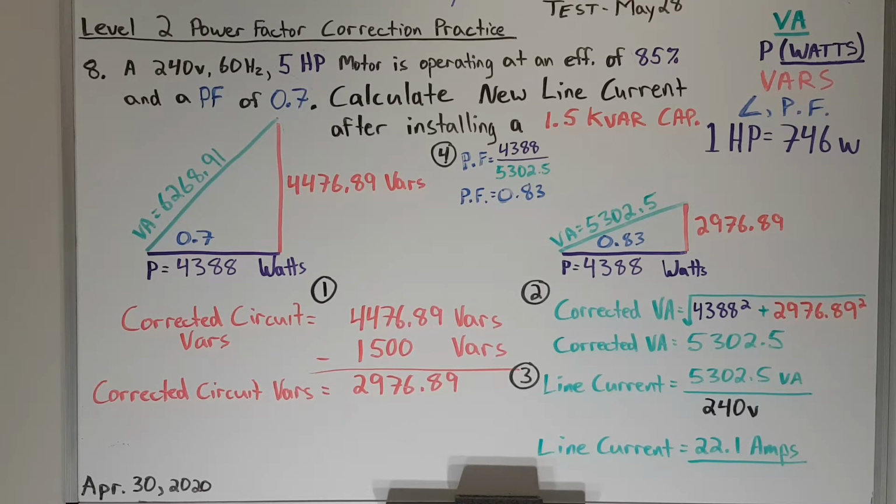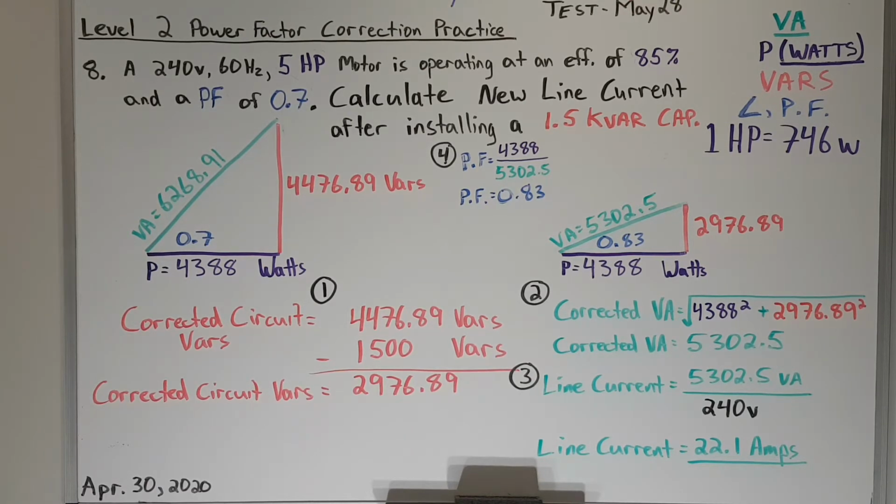So don't forget, the first part of the triangle did not change. The wattage, the power factor, the VA, and the VARs are all the same. But because we're not correcting to a specific power factor now, but rather using a specific size capacitor to solve for our new line current, our second triangle will change, other than the wattage, which again was based off the motor's parameters.